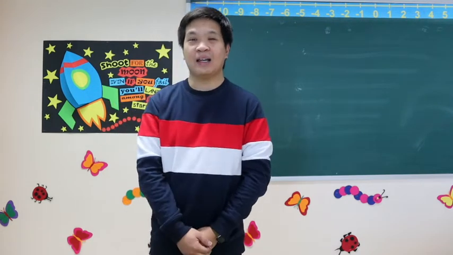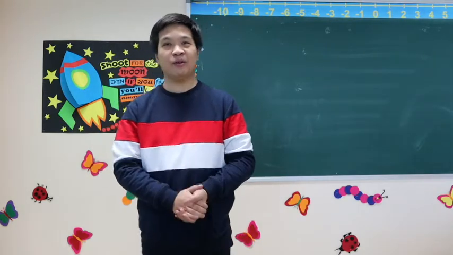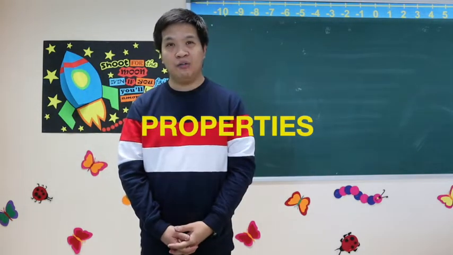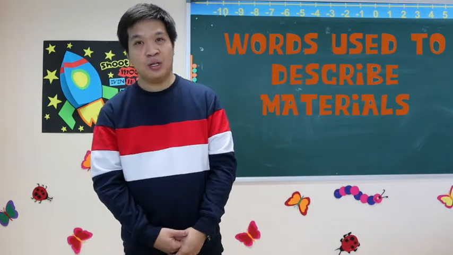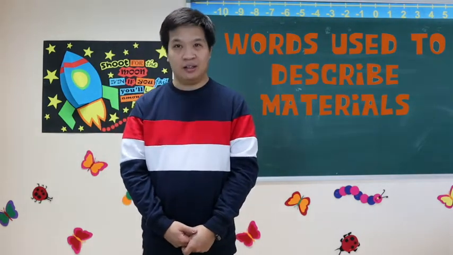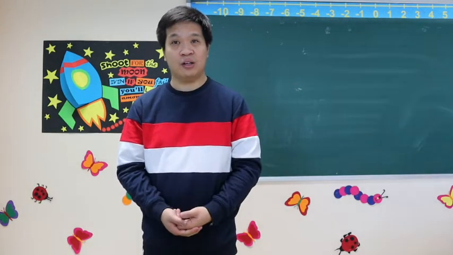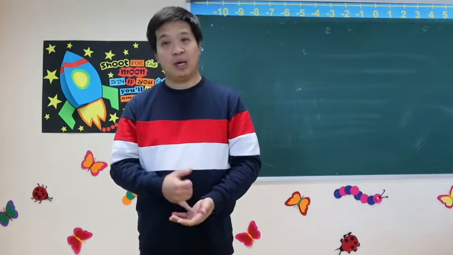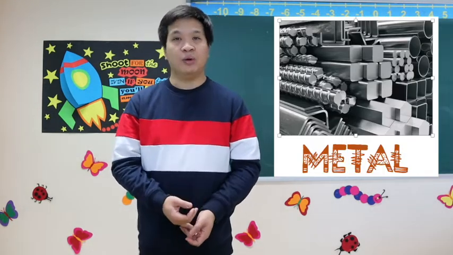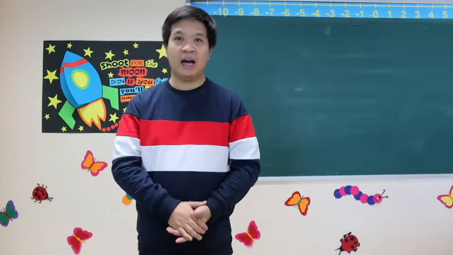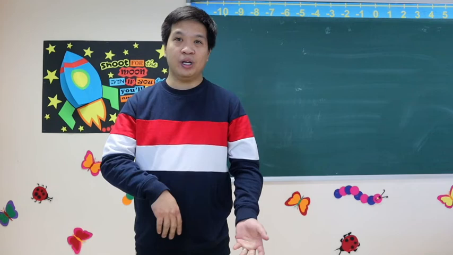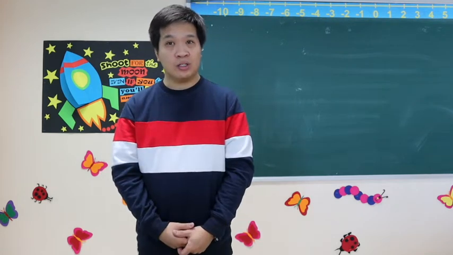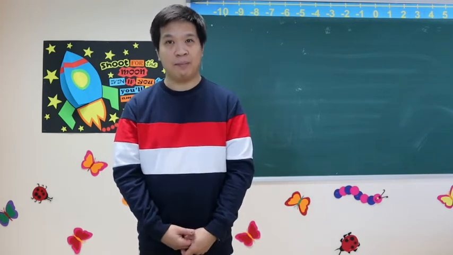So, last time we talked about the different properties of materials. What is properties again? So, properties are words that we use to describe a material. So, we have different kinds of materials, right? So, we have paper, we have metal, we have rubber, we have glass, we have wood, and many other kinds of materials. And we use different words to describe them.